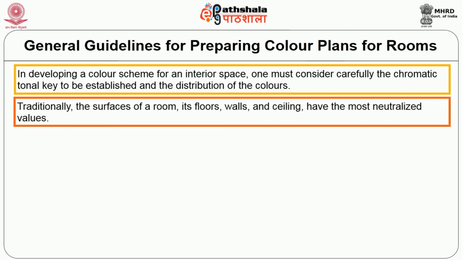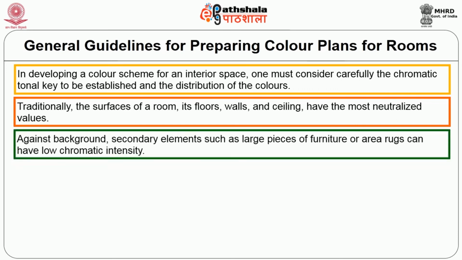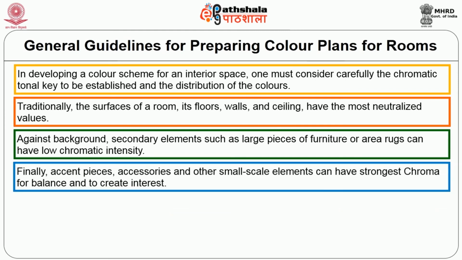Traditionally, the surfaces of a room, its floors, walls and ceiling have the most neutralized values. Against this background, secondary elements such as large pieces of furniture or area rugs can have low chromatic intensity. Finally, accent pieces, accessories and other small scale elements can have strongest chroma for balance and to create interest.